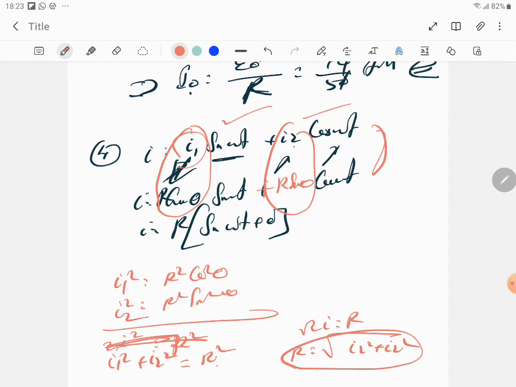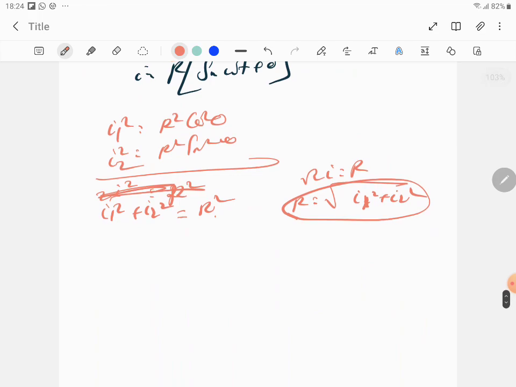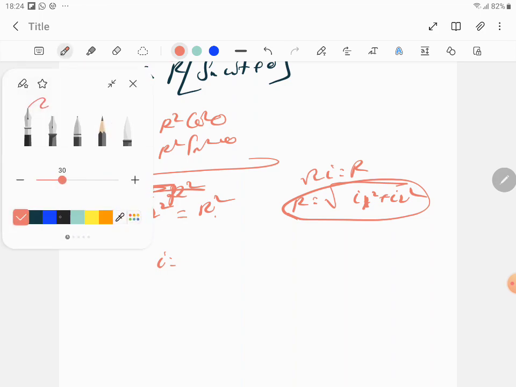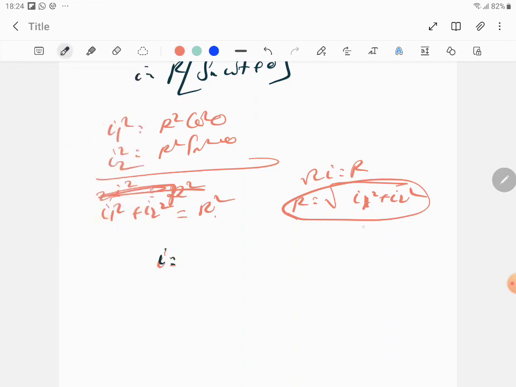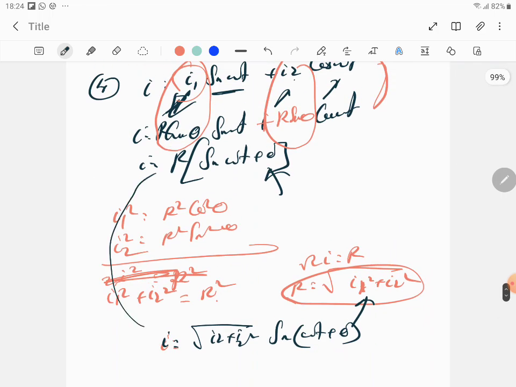So you found the resultant amplitude using this mathematical theory, converting into one sine function and finding the amplitude. R is equal to root of I1 square plus I2 square. Once you get the resultant amplitude, you can write the current value: I is equal to I naught, which is nothing but the resultant amplitude R, the peak value, root of I1 square plus I2 square, sin(omega t plus theta). We got R and we are substituting here.